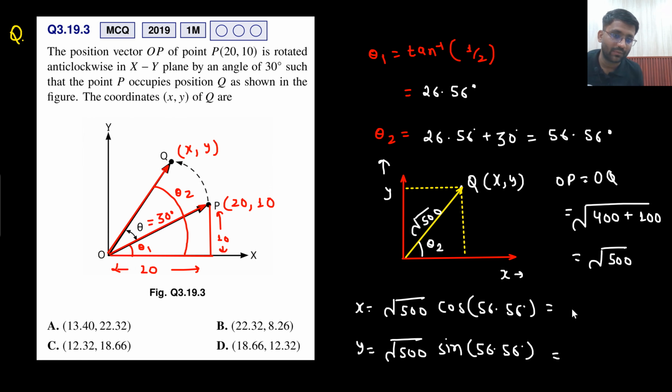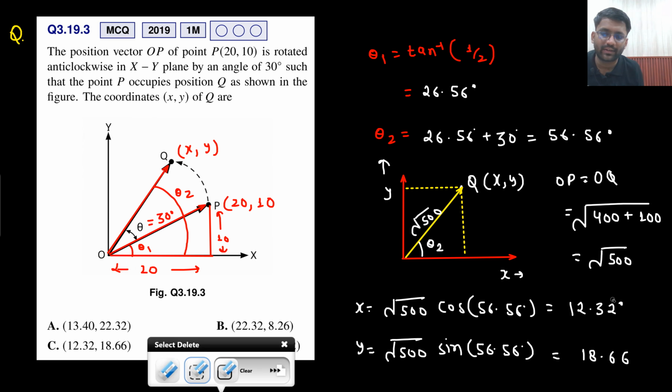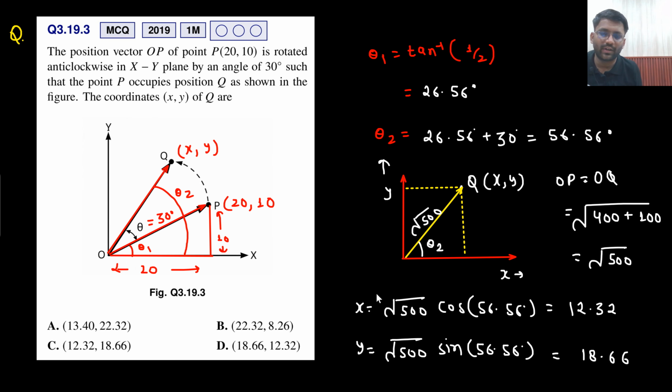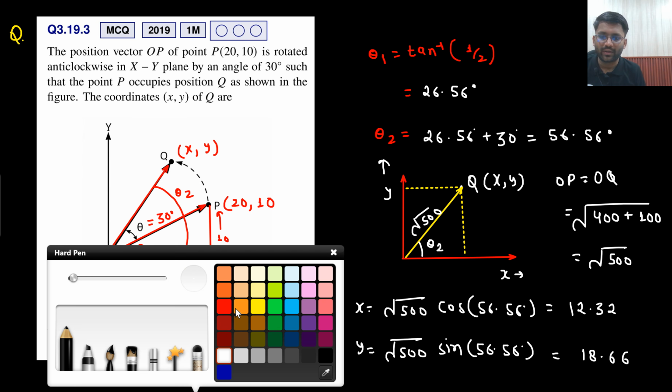So 12.32. Here you are getting 12.32, and here what you will be getting? Sin 56.56 into under root 500. So 18.65, or 66 you can write down. Why am I not writing degree? It is the coordinate. So the coordinate of Q is coming out to be 12.32, 18.66.